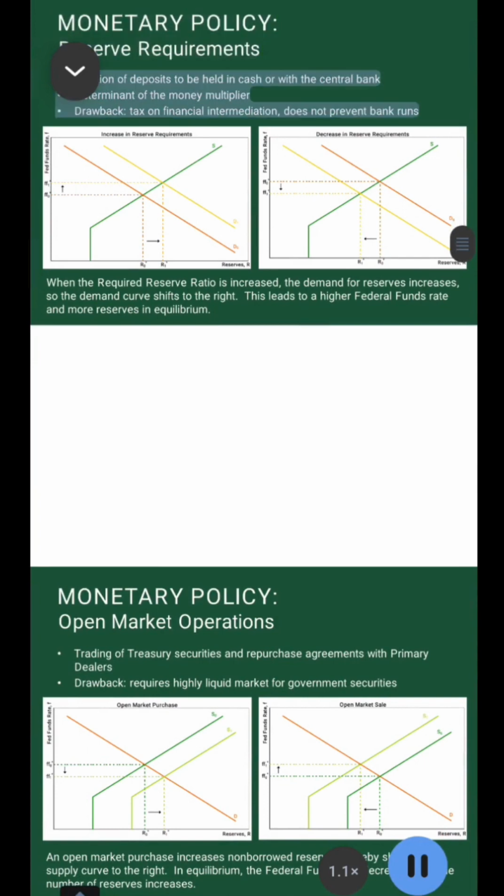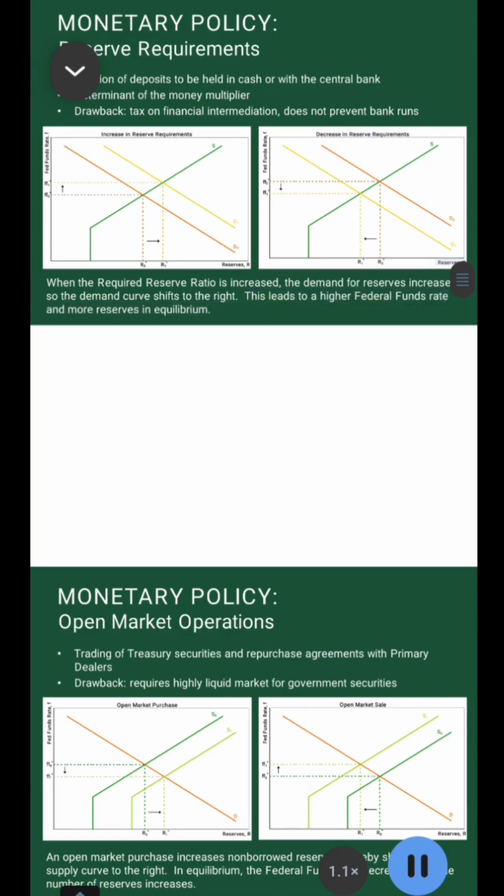Monetary policy, reserve requirements. Fraction of deposits to be held in cash or with the central bank. Determinant of the money multiplier. Drawback. Tax on financial intermediation does not prevent bank runs. When the required reserve ratio is increased, the demand for reserves increases, so the demand curve shifts to the right. This leads to a higher federal funds rate and more reserves in equilibrium.